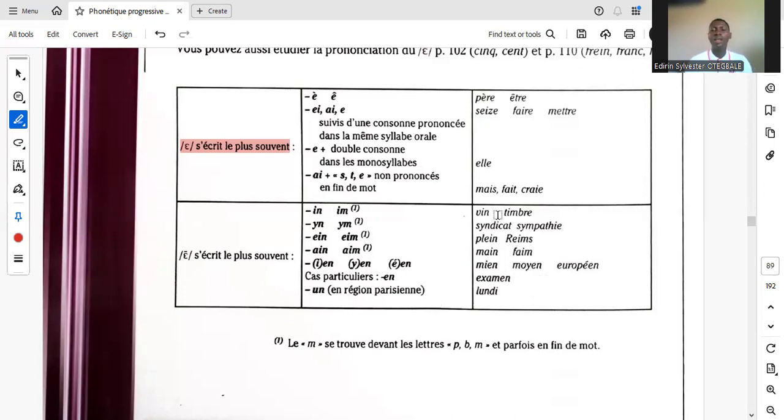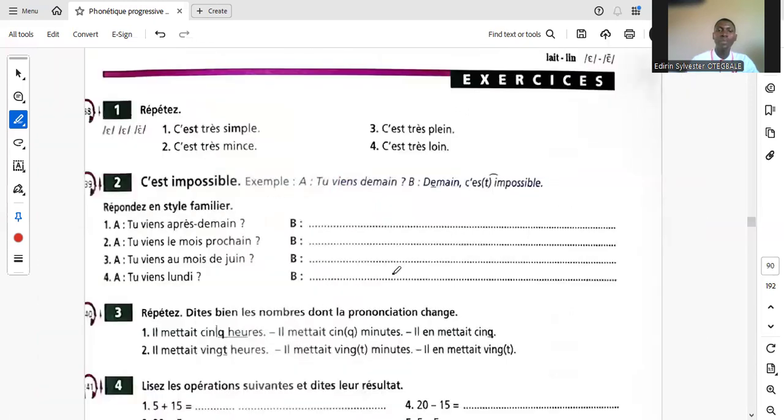Let's look at the examples. We have van, timbre, syndicat, sympathie, plein, rein, main, fin, mien, moyen, European, examen, lundi. So these are examples. These graphies, these combinations, give you this particular sound. Take note of IN, IM, YN, YM, AIN, EIN, EIM. They are very vital. So that is what helps us recognize them.